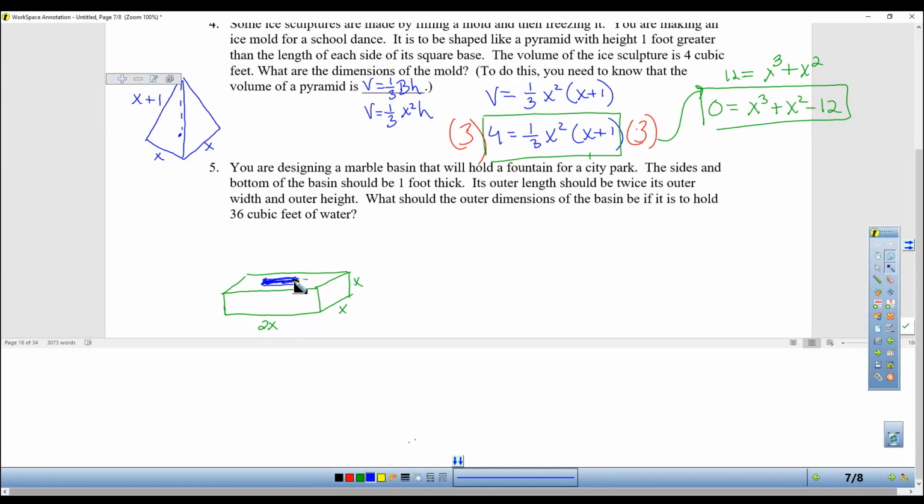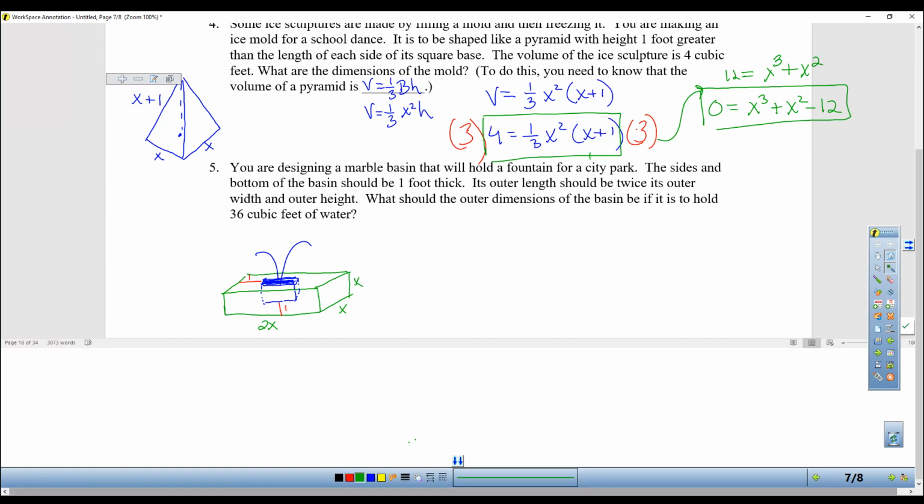That's where the water is going to go. And even though you wouldn't actually be able to see this, I'll kind of make it dotted. It goes down into the basin like that. And that's where the fountain's going to come from. There's water in there. And this distance on either side is 1 foot. It also doesn't go all the way down to the bottom. There's 1 foot at the bottom. So we want to find the dimensions.